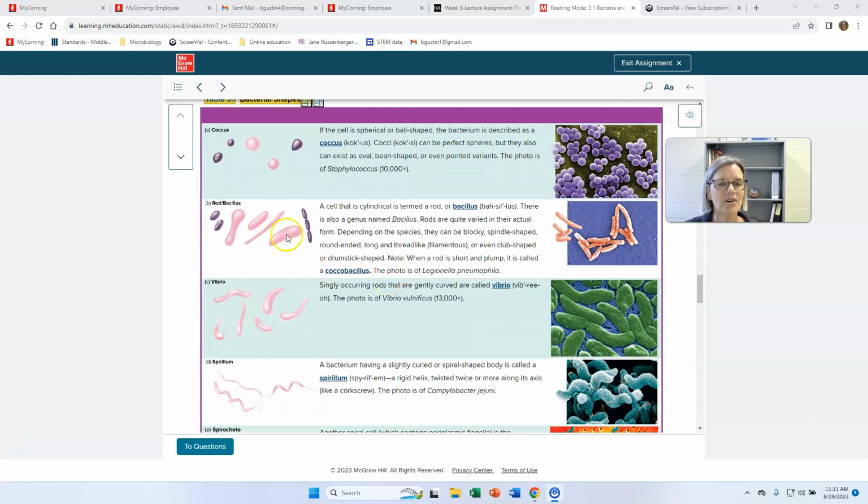Bacillus-shaped, also called rods, are rod-shaped. They're longer than they are wide. So here's some classic bacillus-shaped bacteria.